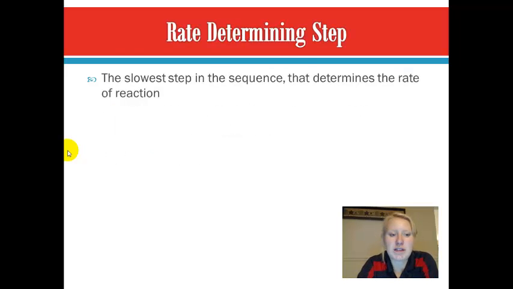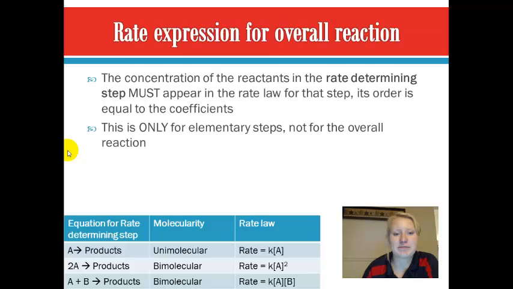The rate determining step is the slowest step in a sequence. The slowest step is the one that determines the rate of a reaction. So, the rate expression for an overall reaction: the concentration of the reactants in the rate determining step has to appear in the rate expression, or the rate law, and its order is equal to the coefficients. This is only for elementary steps, not for the overall reaction.